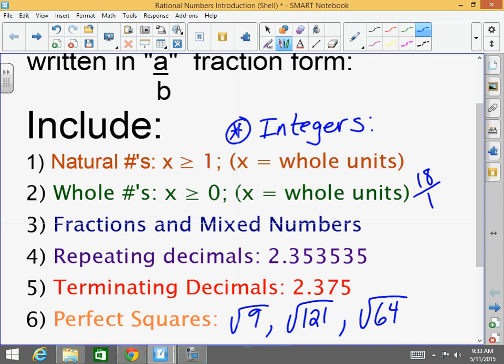And remember that integers are numbers that are greater than or equal to 0, but also less than or equal to 0. They're positive and negative whole values. So natural numbers, whole numbers, integers, fractions and mixed numbers, repeating decimals, terminating decimals, and perfect squares are all rational numbers. Okay? Please know this definition because I will quiz you on it and I will test you on it.